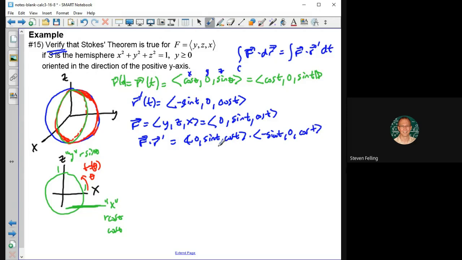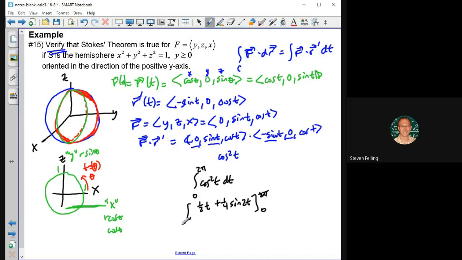So this times this would be 0, this times this would be 0, and we'd have cosine squared of t. After all that, we end up getting cosine squared of t, and now we integrate that. We take the integral of cosine squared of t over the parameter range, and to go all the way around this curve, we go from 0 to 2 pi. Cosine squared is not super obvious, so I would just use an integral table to look that up. It turns out to be 1/2 t plus 1/4 sine of 2t, evaluated from 0 to 2 pi.